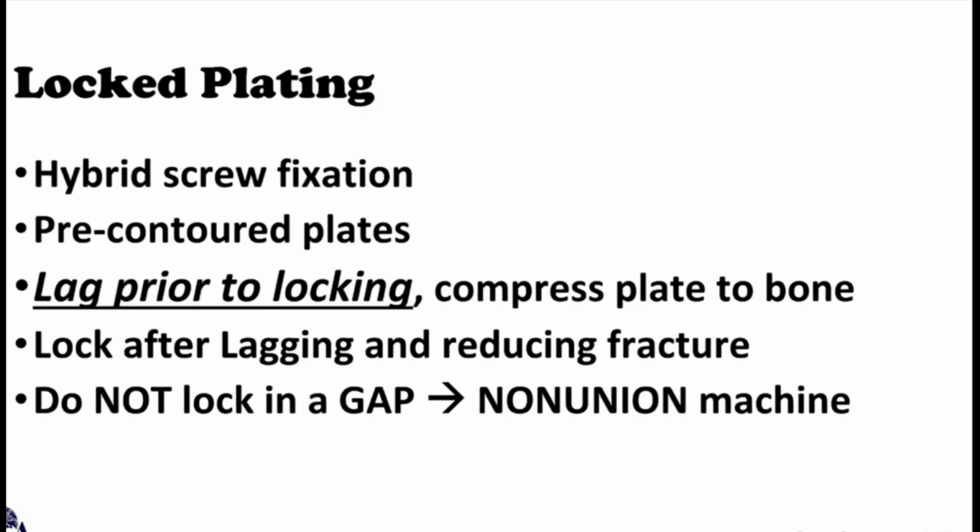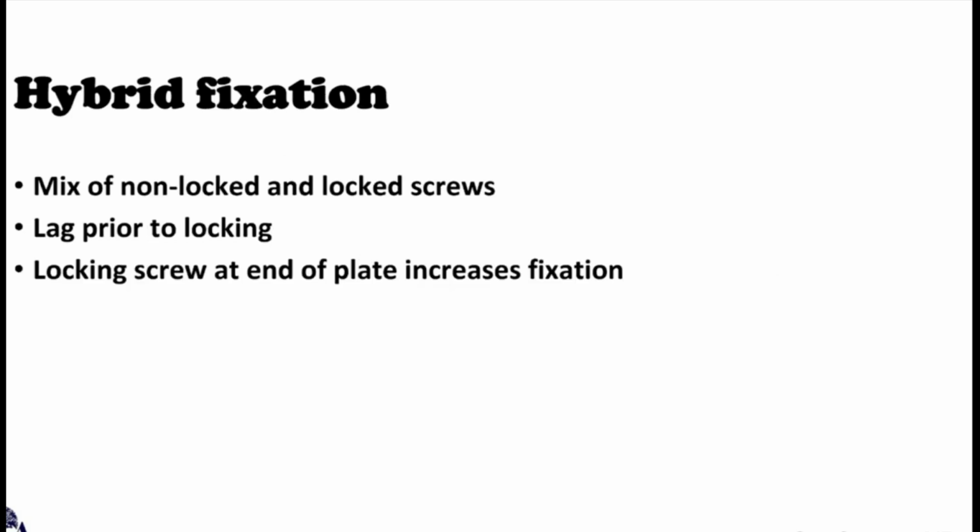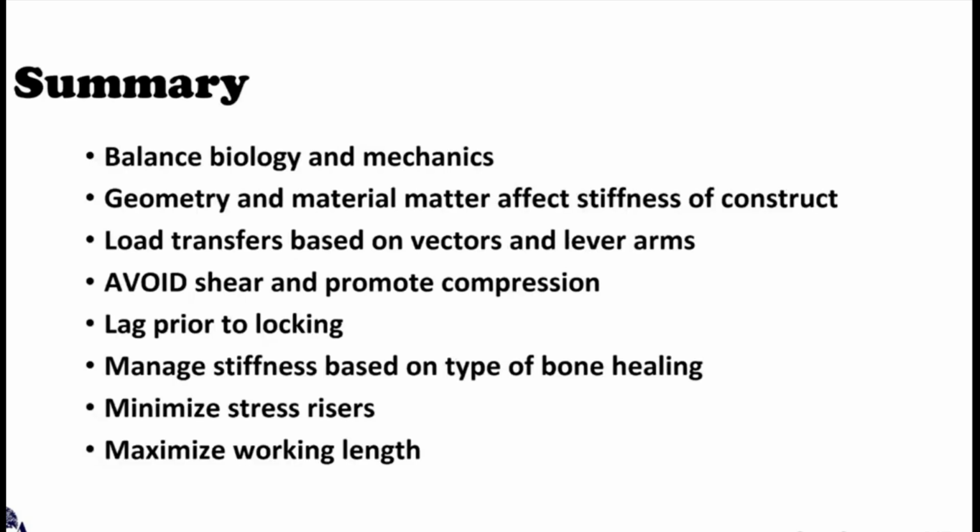Now, I mentioned you can do hybrid screw fixation. We're using both locked and unlocked screws. Many locked plates happen to also be pre-contoured for you, which is great and helps in a lot of circumstances. We already talked about this sort of lag before locking, and do not lock in a gap, right? If you have a big gap, it's a recipe for a non-union. So that concept of hybrid fixation in this context means you're using locked and non-locked screws, we kind of talked about this already.